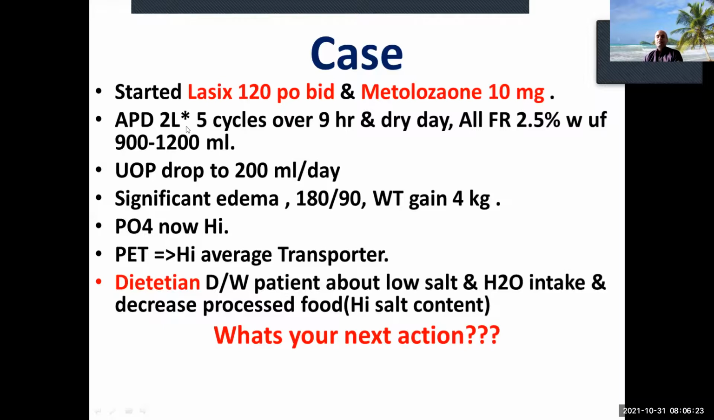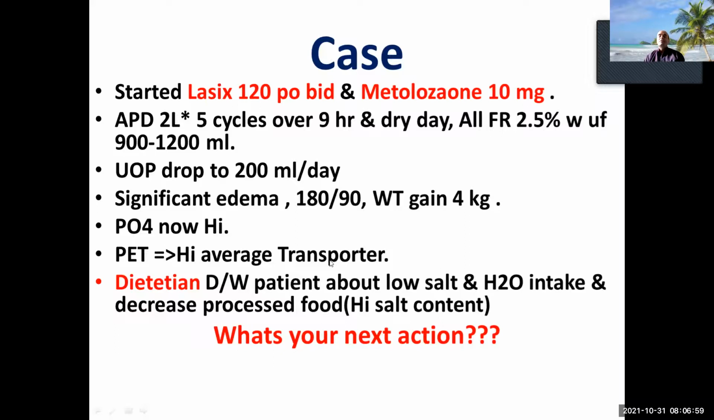APD 2 liter, 5 cycles, 9 hours, dry day, and the fluid regimen now 2.5%, with ultrafiltration okay, 900 to 1,200 ml. Urine output dropped to 200 ml per day, still with significant edema, hypertension, and weight gain. You gave Lasix now, and you changed the fluid regimen to 2.5%, and the urine output dropped from 1 liter to 200 ml per day. And now our patient has significant edema, hypertension, and weight gain of around 4 kilograms.